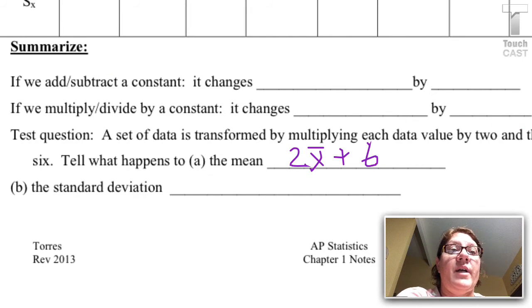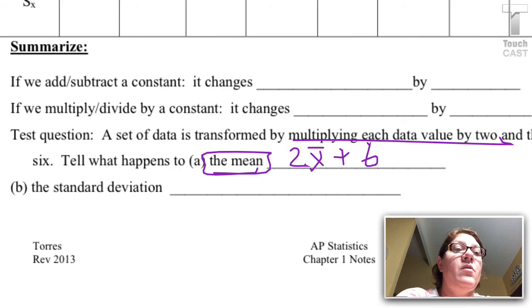So hopefully what you decided is that, of course, if I multiply by 2, it's going to change everything by 2. And if I add 6, so the mean would get changed. And then if I add 6, the mean also changes when I add or subtract. So here's my mean, x bar. I would double it and then add 6.